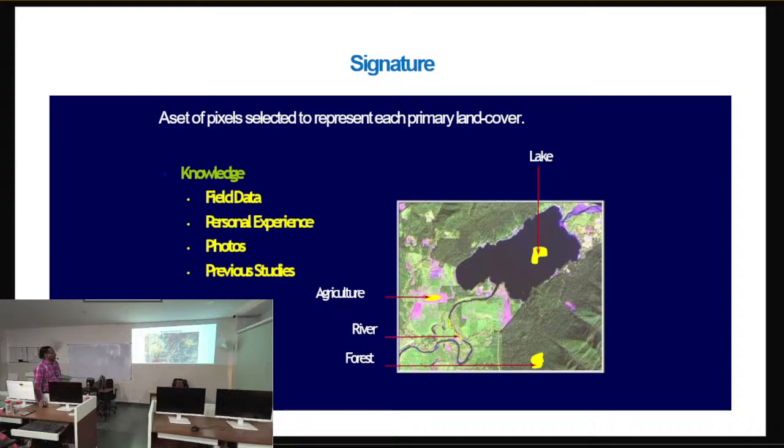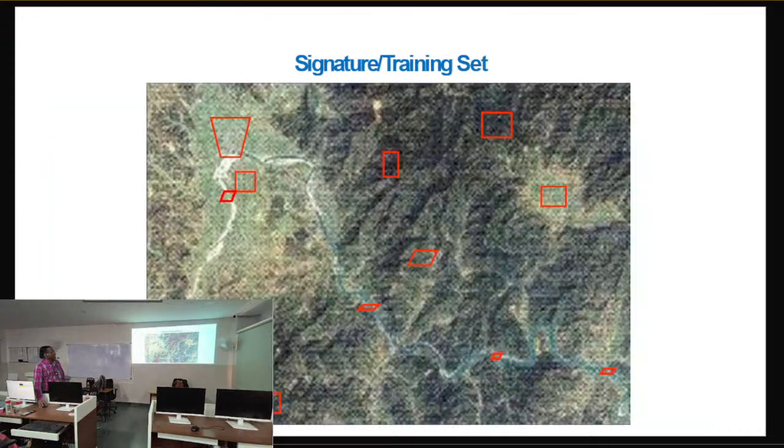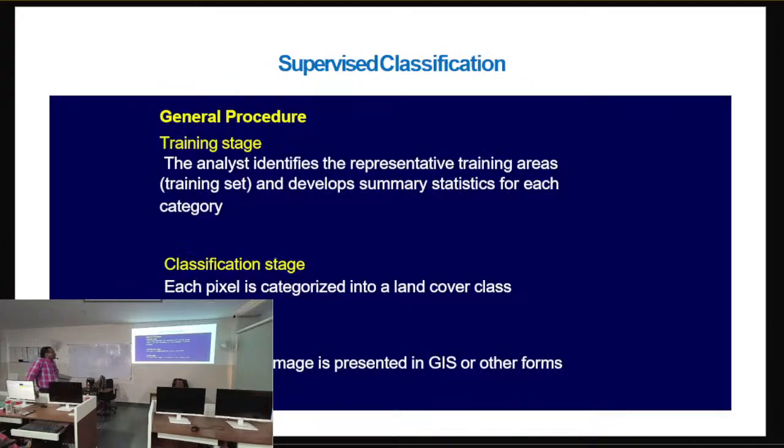And here is another example for identifying the signatures from the image. I put various polygons and identified the various signatures, which are part of the training set, or part of my information class, which I am going to submit to the supervised classifier. So in supervised classification, at the training stage, the analyst identifies the training areas and develops a summary. At the classification stage, each pixel is categorized into a land cover class. Either it can be water, vegetation, land, or settlement. And at the output stage, the classified image is represented in JS or other forms as a thematic map.